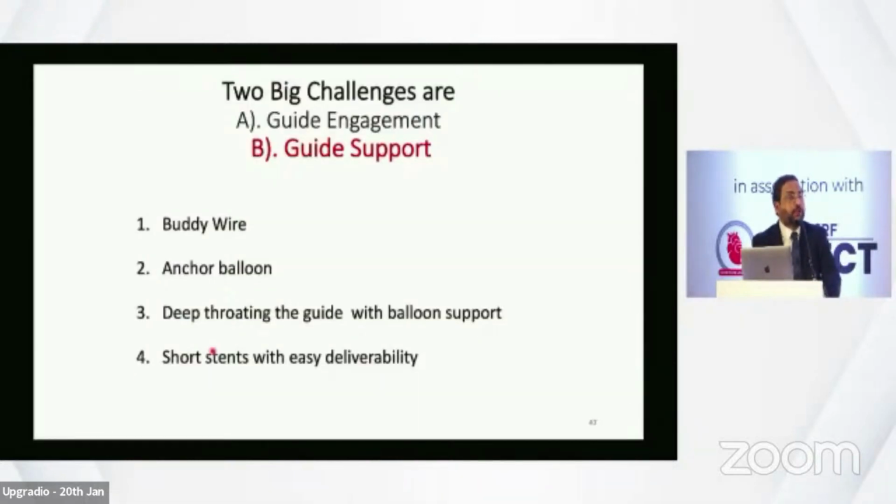You can do it by putting 2 wires, buddy wires. You can do anchor balloons. You can deep throat the guide by balloon support. And you should always use short size and very, very deliverable stents in such a scenario, because if you take long stents, if you take stents that are not very easy to deliver, then you will end up wasting a lot of time, a lot of contrast, and you will get a lot of radiation on the way.